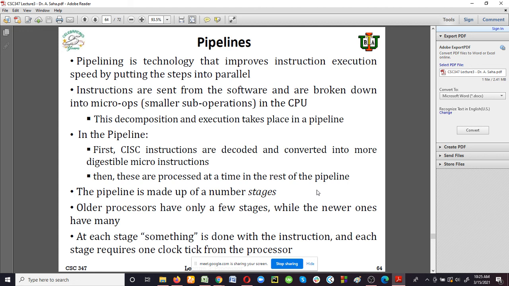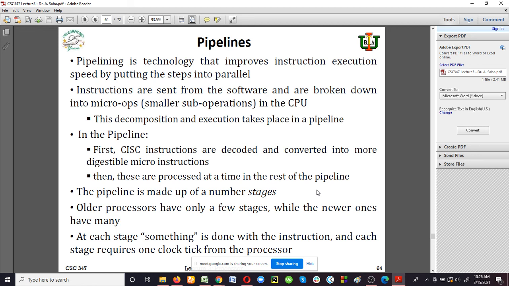In the processor, the instructions are sent from the software and broken down into micro ops in the CPU. This decomposition and execution takes place in the pipeline. So a set of instructions comes in, and it is broken down into smaller sub operations, so that the sub operations can be handled in parallel by the processor.